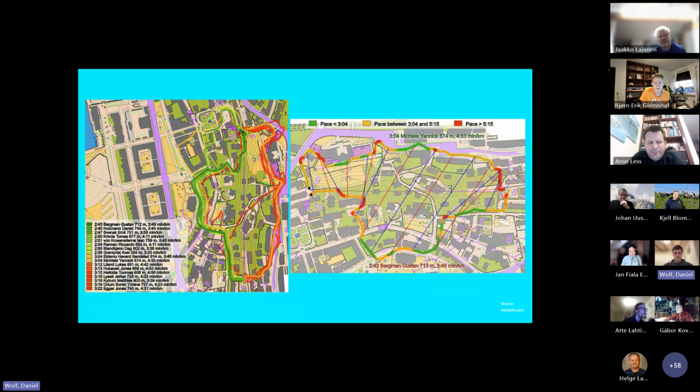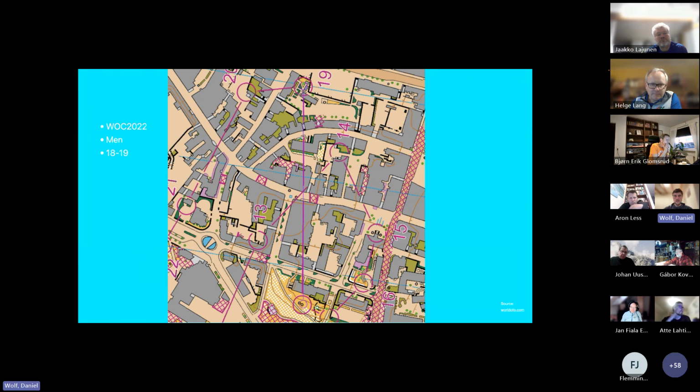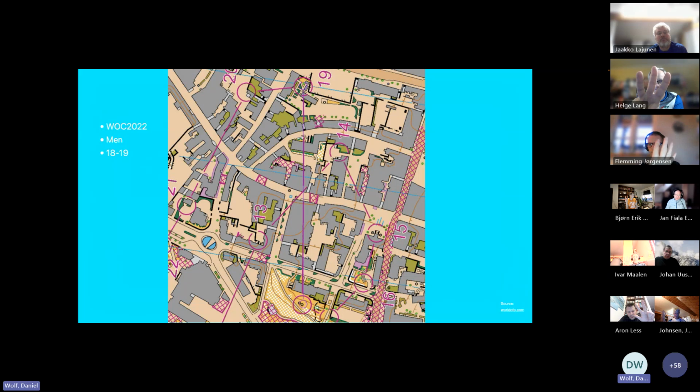Okay, great. So I'll move on, and we have another example. This is from Denmark, WOC 2022, so one year later. Please focus on the leg from control number 18 to 19. So this was a really great complex leg on this men's final course at WOC.